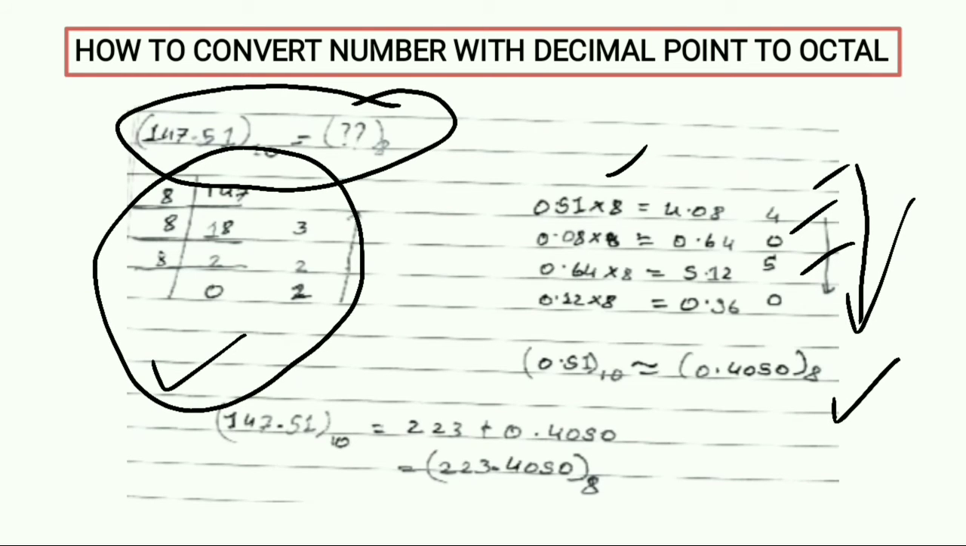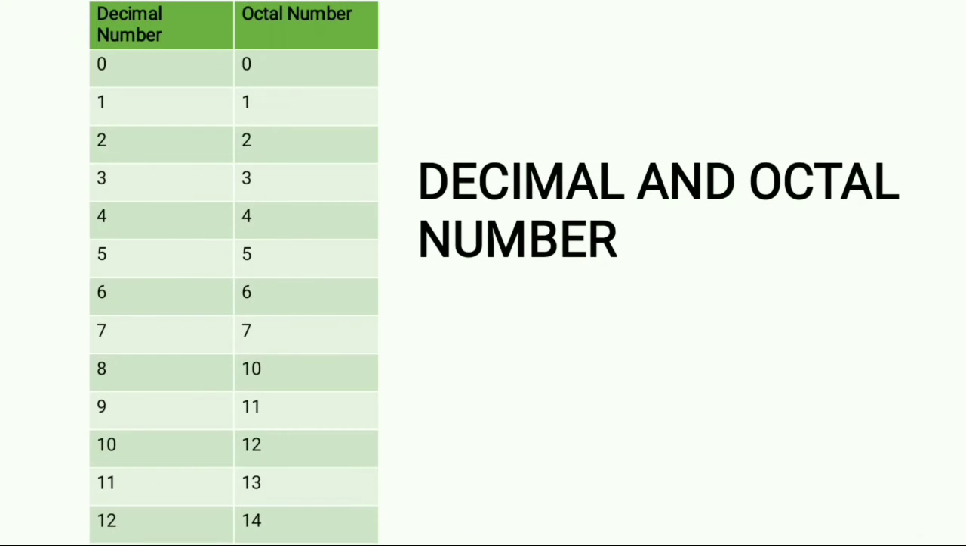Now for the number 147.51 in decimal, we add 223 and 0.4050. So we get the number 223.4050 in octal. Here is the table of some decimal numbers converted to octal.